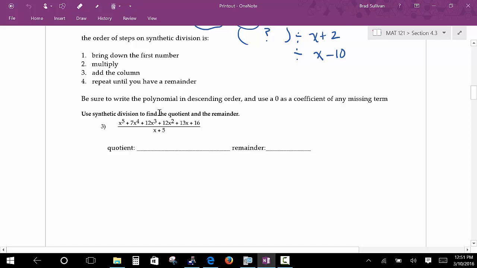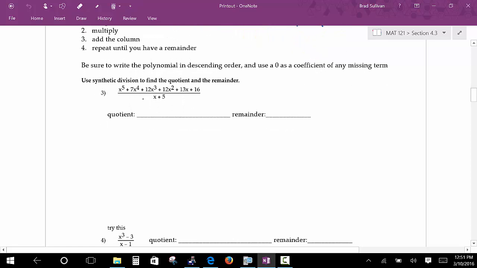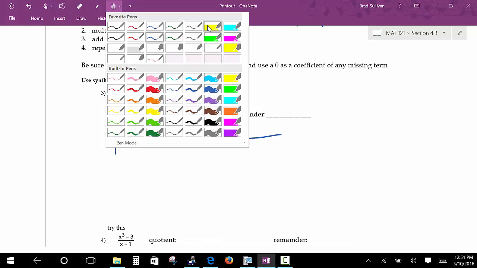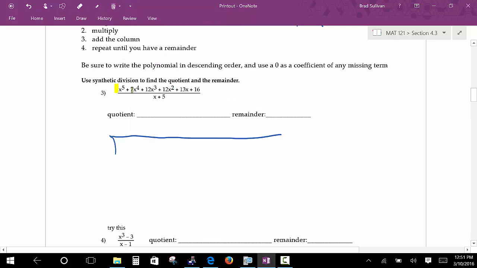So if you look at number 3, this has the structure. You're dividing by x plus 5. Okay? So the first thing that you want to do is just do a division bar. And what you're going to do is write down the coefficients of each power of x. Those things right there.